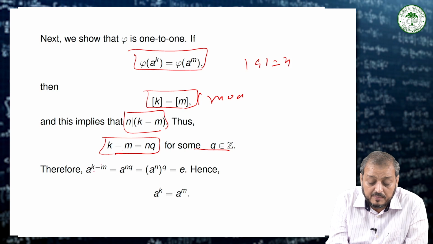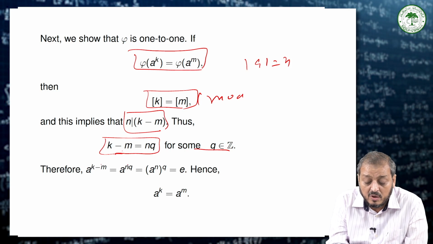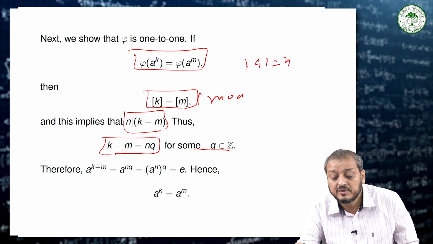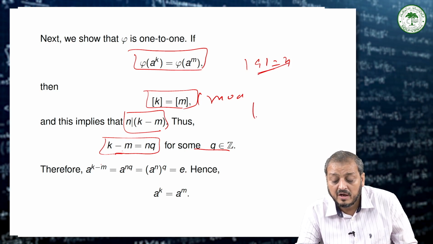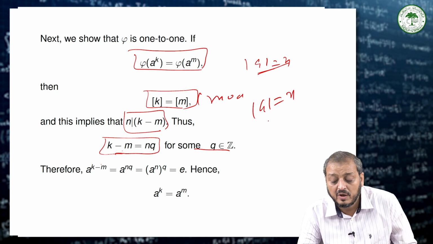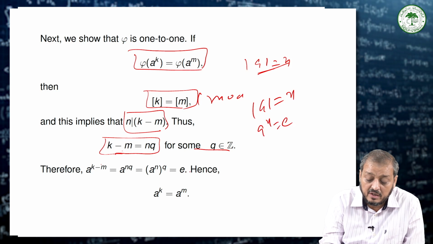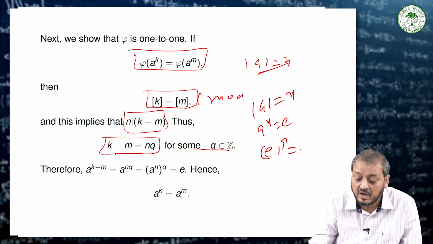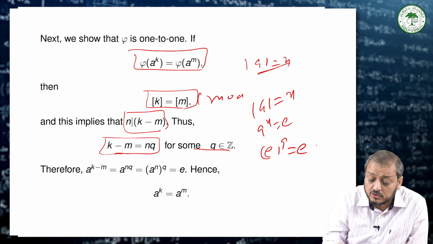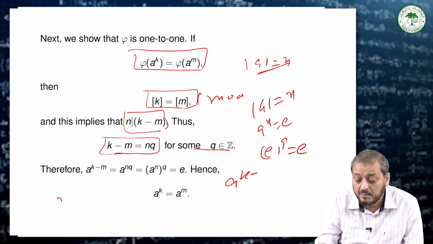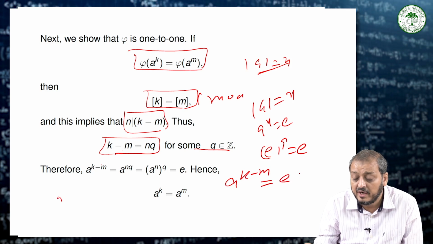So a to the power k minus m is equal to a to the power nq, which is (a to the power n) to the power q. Because the order of the group generated by a is g, and the order of a is n, a to the power n is the identity, and then the identity to the power q is again the identity. So ultimately, a to the power k minus m is equal to identity.